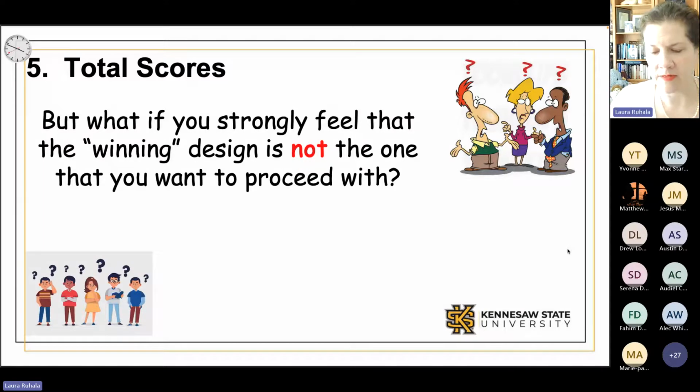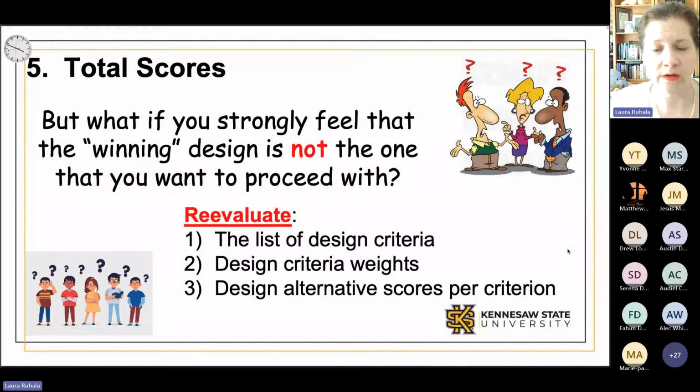So if that happens, what you should do is reevaluate the list of design criteria. Is there something that you overlooked? The design criteria weights. Maybe you said that the weight of durability was a 0.4, but as you think about it, it's really more like a 0.8 because it's really got to be durable, or vice versa. Okay, the weights. And then finally, the per-alternative scores per criterion. So reevaluate all of that.